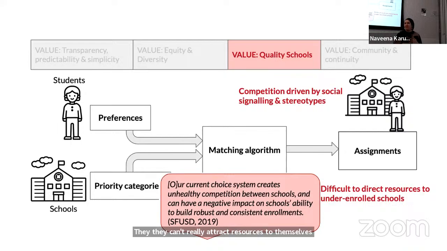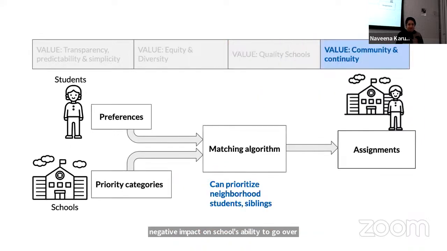So instead of, oh, we're not doing so well, let's do better, what ended up happening was, oh, we're not doing so well, oh, we're losing all our resources, sort of this downward spiral of now we're losing more enrollment, and then it made it really hard. In one of SFUSD's policy documents in 2019, they said, our current choice system creates unhealthy competition between schools and can have a negative impact on schools' ability to build robust and consistent enrollment.